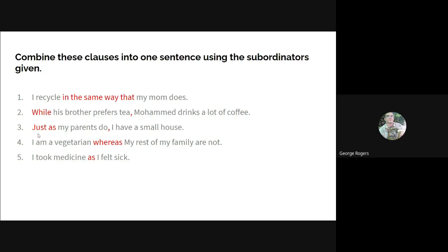Number 3. Just as my parents do. Again, my parents do, well, what do they do? If that's all you see. So, just as my parents do, I have a small house. So this is the standalone. Okay.